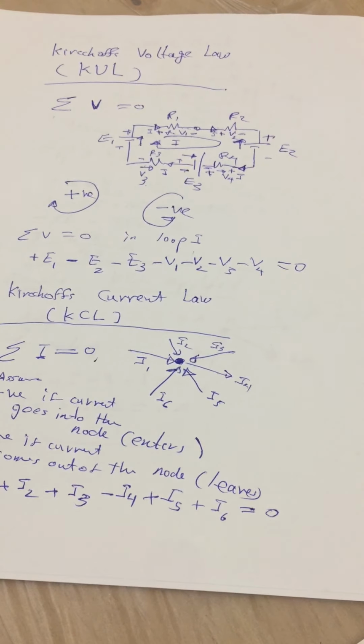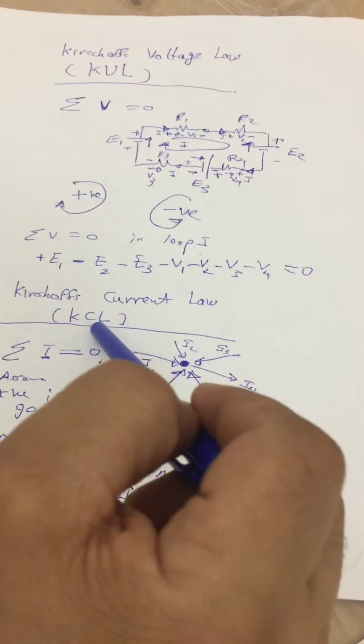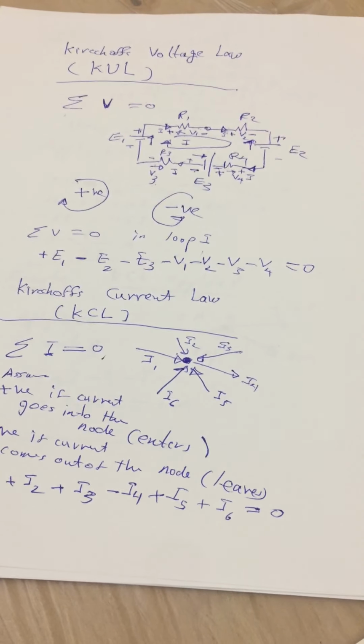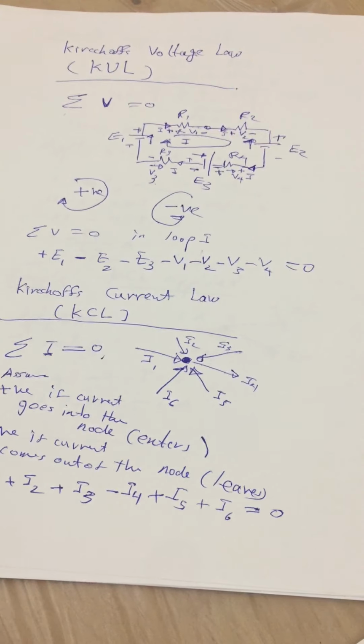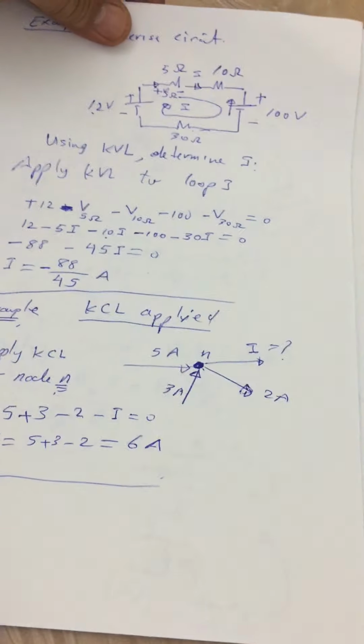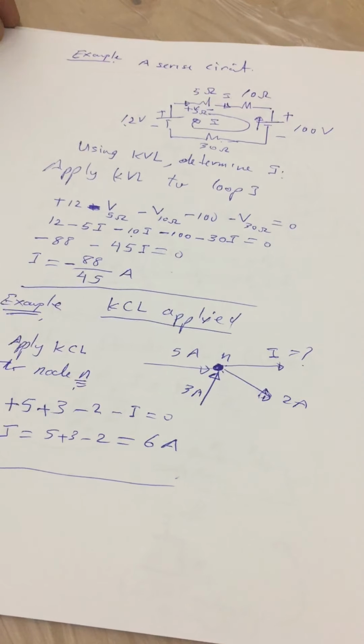Now we have Ohm's law, we have KVL, and we have KCL. We'll apply these three laws to electric circuits and see how we proceed. Example of a series circuit. This is a series circuit.